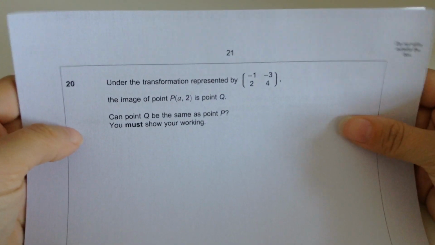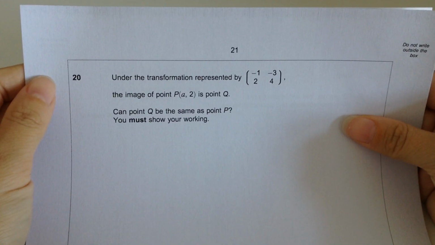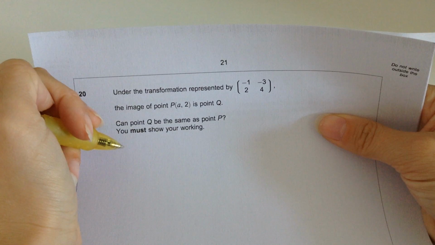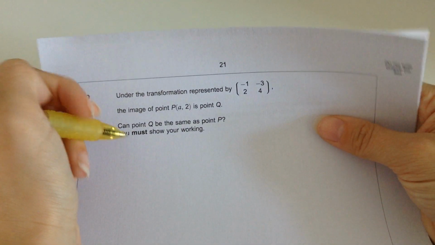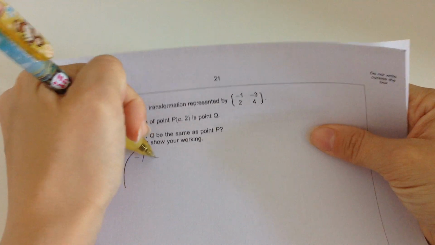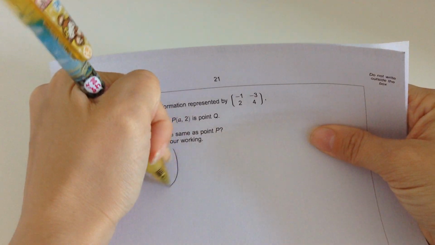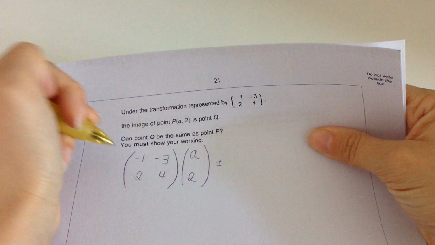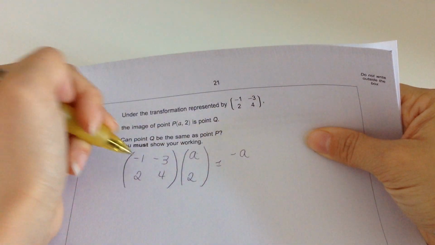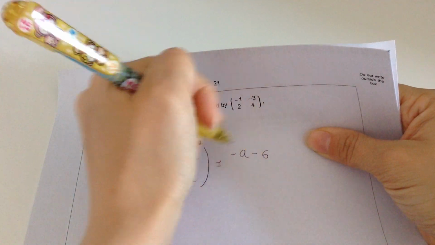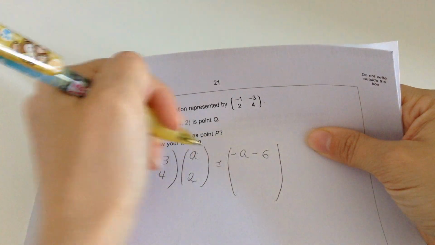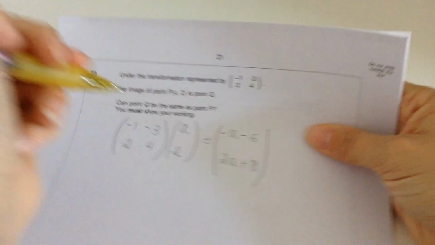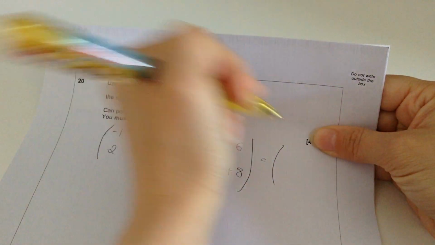Under the transformation represented by that matrix, the image of A2 is Q. Can Q be the same as P? Okay. The image of A2 is going to be minus 1 times A, minus 3 times 2, 2A plus 8. Okay, and the question is, can that equal P?